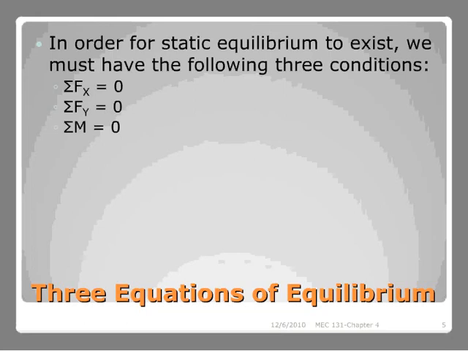Now, in order for static equilibrium to exist, we must have the following three conditions. The sum of the forces in the x equals 0, the sum of the forces in the y equals 0, and the sum of the moments has to be equal to 0. And if we were dealing with 3D, we would also add that the sum of the forces in the z direction also has to equal 0.